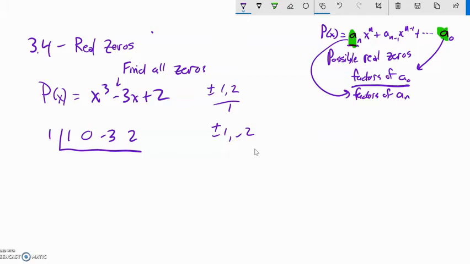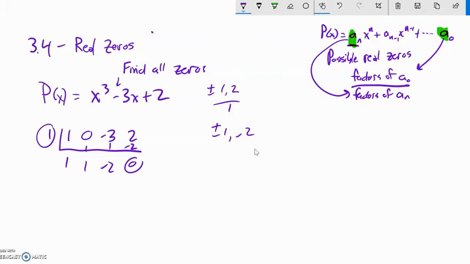All right, let's try 1. Bring it down, multiply, add, multiply, add. Oh, this looks good. Multiply. Boom. Yeah, great. So 1 works. So 1 of my zeros is 1.